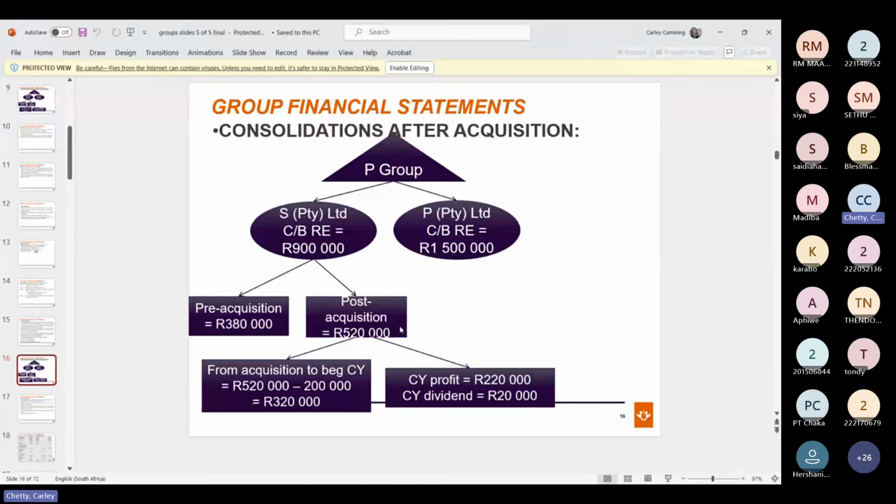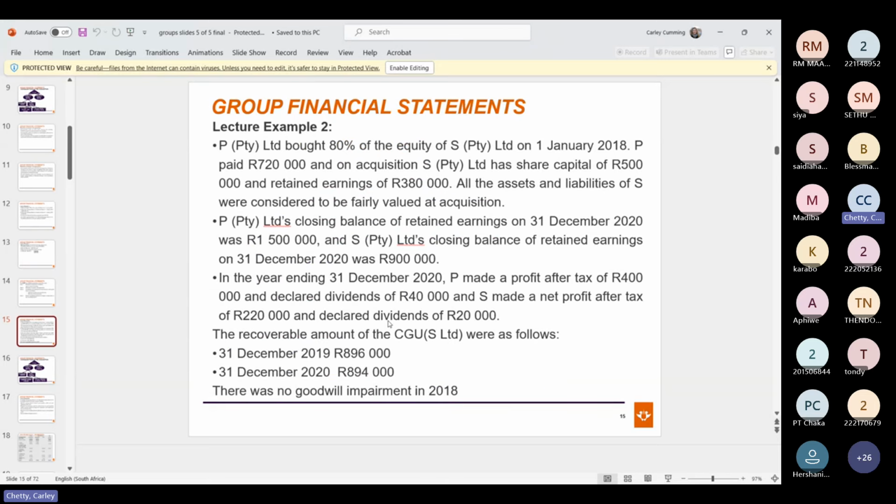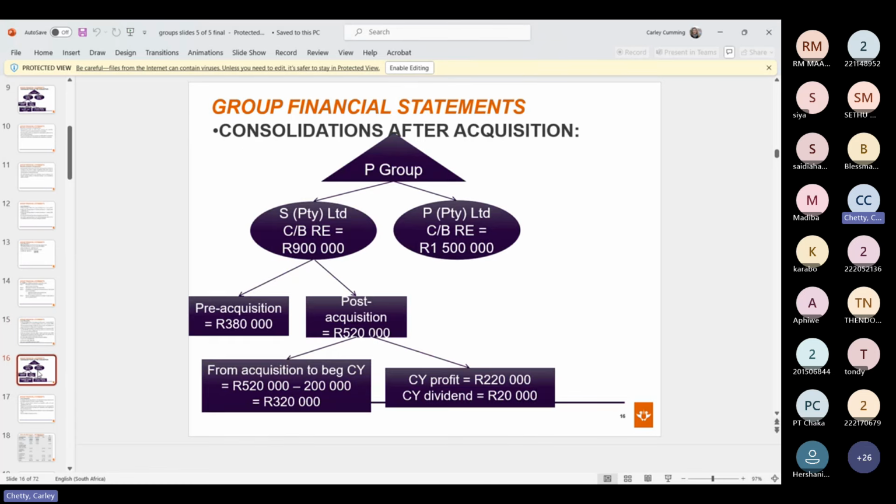So for that post-acquisition profit of 520,000, we need to ask ourselves what portion of that was made in the current year. They told us in the scenario that S made a profit of 220,000 and declared dividends of 20,000. So the current year profit is 220,000 less current year dividends of 20,000. So that is the current year profit.